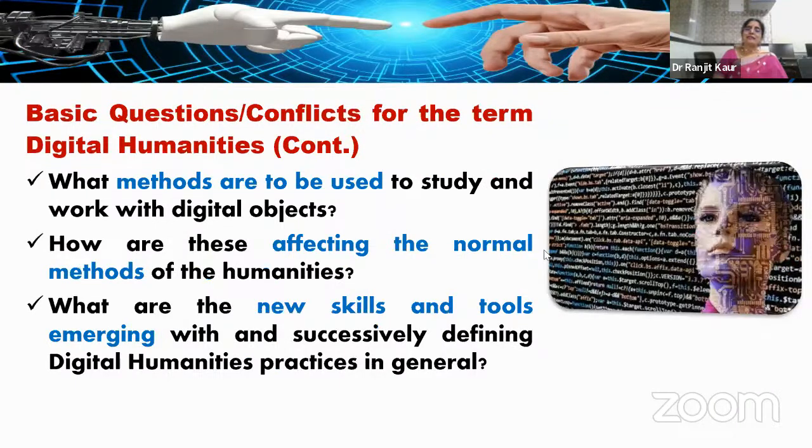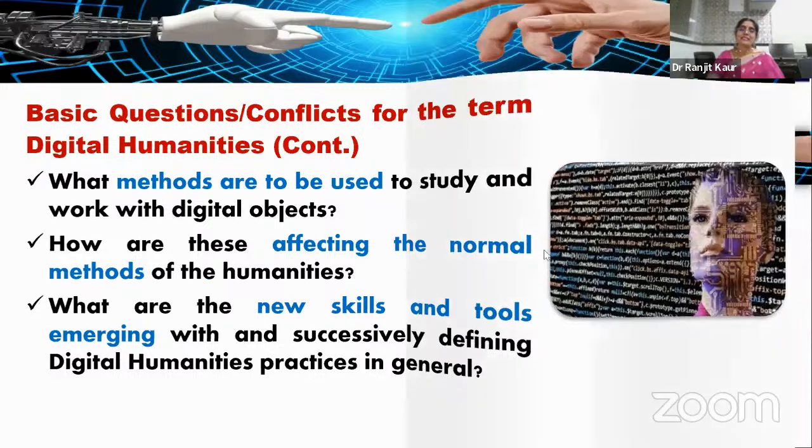Another three questions to ponder upon: what methods are to be used to study and work with digital objects? I will share multiple methods in this PPT, and how these methods and techniques are affecting the traditional methods of the humanities, and the collaboration between computational methods and humanities. And what are the new skills and tools that are emerging and successfully defining digital humanities practice, in general or in a particular form? So these are the basic conflicts, or basic questions, that we have to ponder upon.